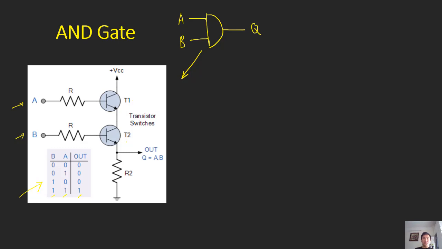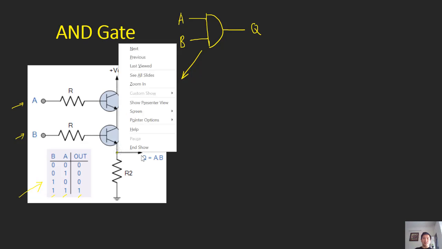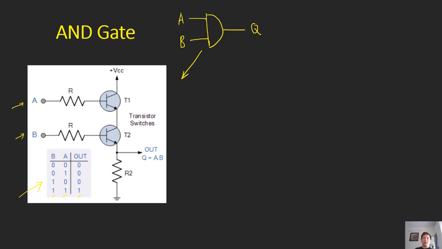In this case, you can measure a voltage at the output Q. That's why Q is 1 when A equals 1 and B equals 1. So we have Q equal 1 because both transistors are open.